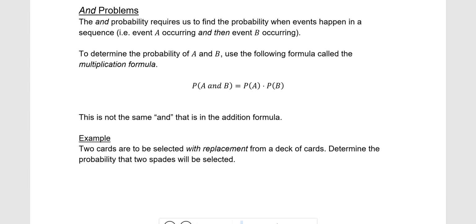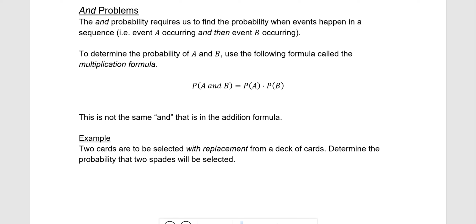So for the next thing now, this brings us to AND problems. We just did OR problems. This is going to be AND problems. So the AND probability requires us to find the probability when events happen in a sequence, so one after another. So that's going to be event A occurring and then event B occurring.